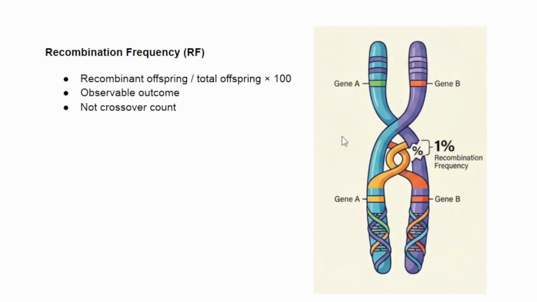Look at this image and think of recombination frequency as something you measure from offspring, not something you see inside the cell. Recombination frequency means the percentage of offspring that show a new gene combination compared to the total number of offspring. And that is why it is calculated as recombinant offspring divided by total offspring multiplied by 100. Recombinant offspring simply means individuals whose gene combination is different from both parents. This number is observable because you can count offspring traits, but you cannot directly count DNA exchanges during meiosis. That is why recombination frequency is not a crossover count.